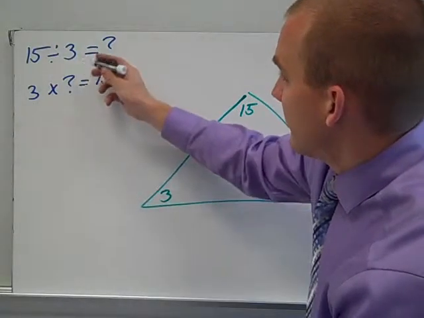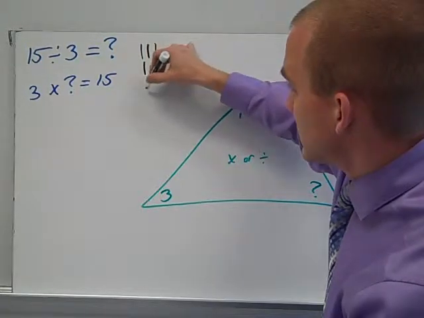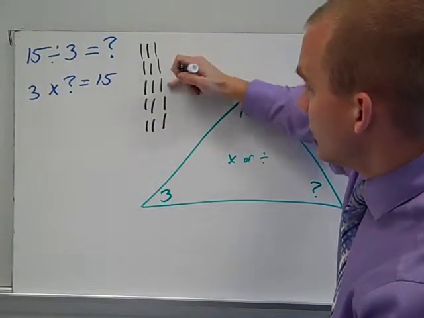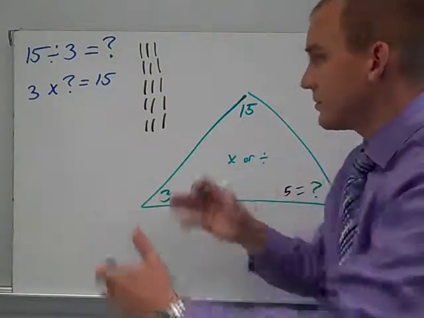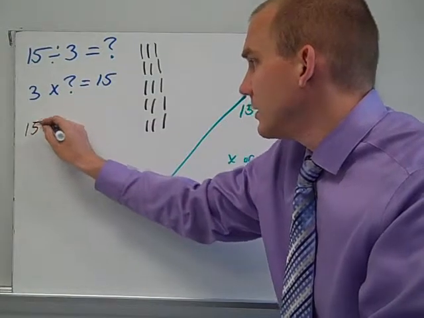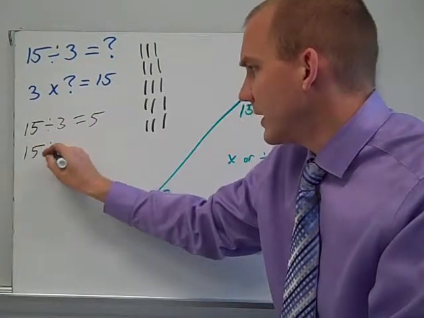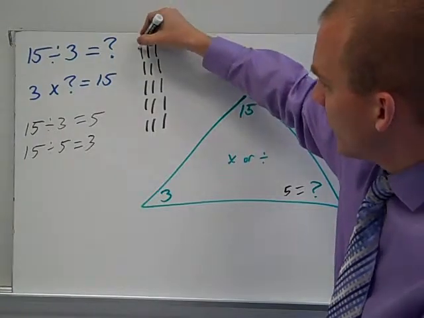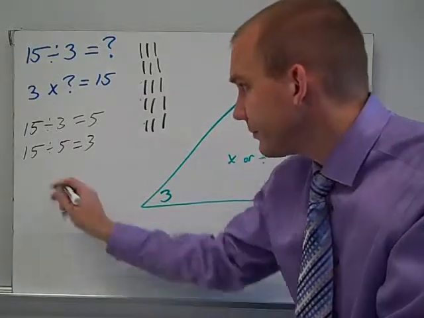So what we can do is take 15, split it into rows of 3. 1, 2, 3, 4, 5, 6, 7, 8, 9, 10, 11, 12, 13, 14, 15. 1, 2, 3, 4, 5. So we now know that 5 is going to equal our question mark. And then I can go and just look at my fact family and see that all makes sense. So we have 15 divided by 3, that equals 5. And 15 divided by 5 equals 3. That's right. Because if I look at this the other way, you have 5 in each column, and then you have 3 columns.